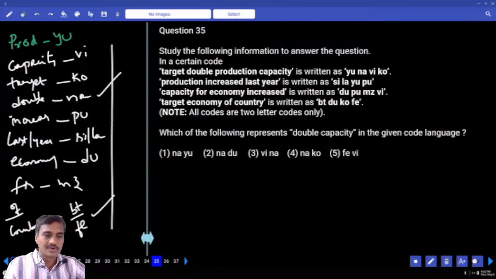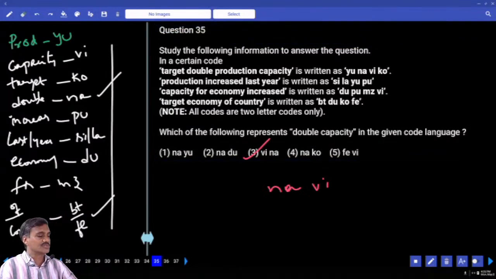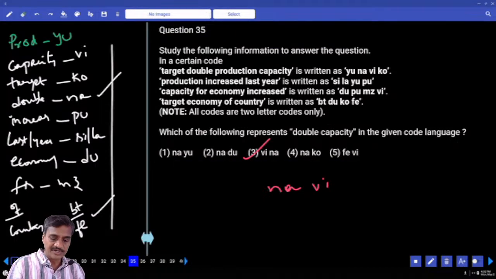Then 35, double capacity. Double is NA and capacity is VI. NA, VI, in any other choice 3, question number 35. Then 36 to 40.